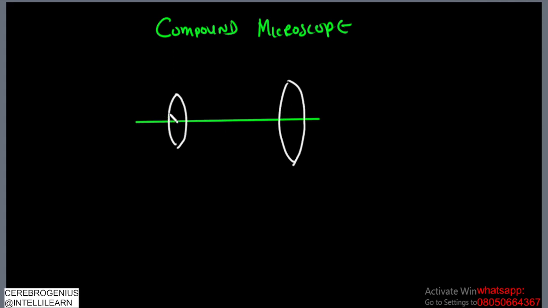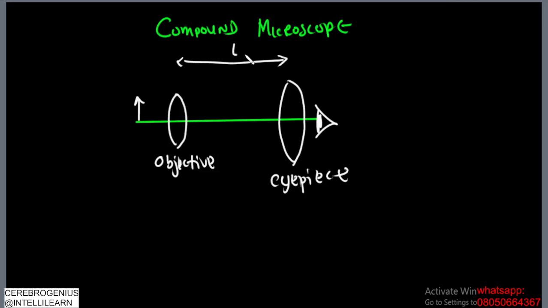Now this lens is the one that is closer to the object, because this is where the object is. So we call this lens the objective. This one is closer to the eye, you look through this particular lens, so we call it the eyepiece. Now there's going to be a particular distance between the two lenses, that is the length of the microscope.